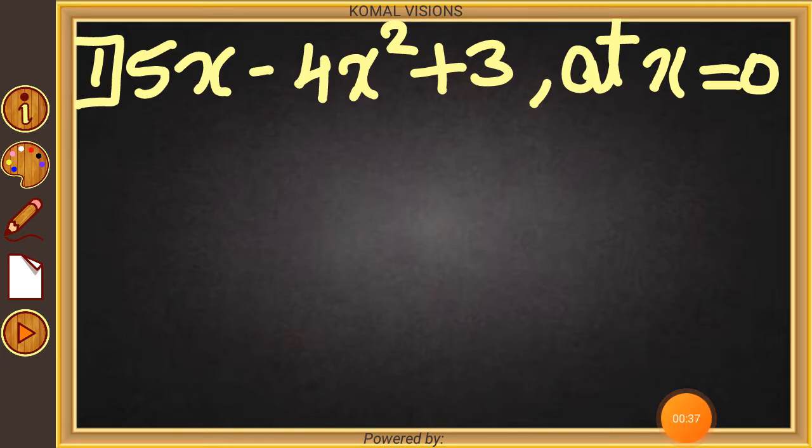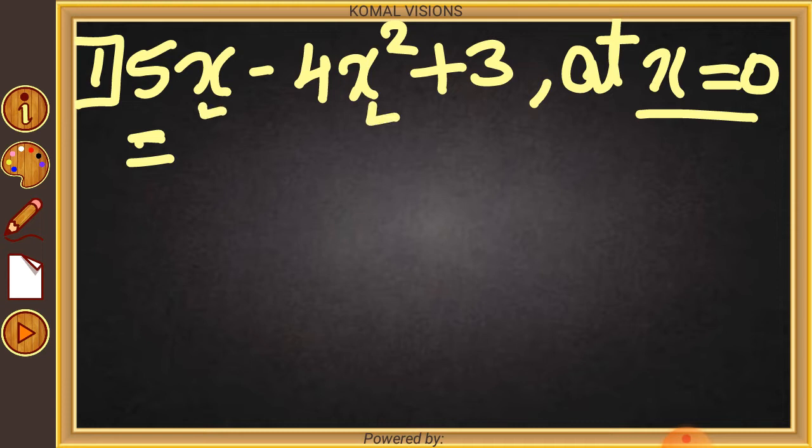So here is our first problem. Find the value of the polynomial 5x minus 4x square plus 3 at x is equal to 0. It is very simple, students. All you have to do is simply insert this x value in the given polynomial. That means wherever you see x here, you should insert the value of x as 0. So let us see what will happen.